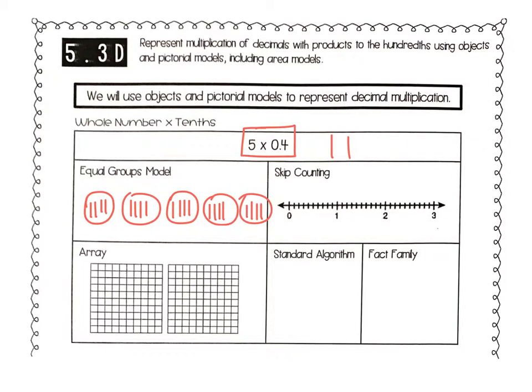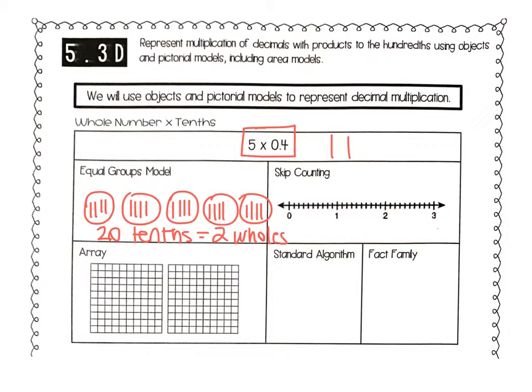And now let's count how many tenths I have. 1, 2, 3, 4, 5, 6, 7, 8, 9, 10, 11, 12, 13, 14, 15, 16, 17, 18, 19, 20. So I have 20 tenths, which I also know is equal to 2 wholes.